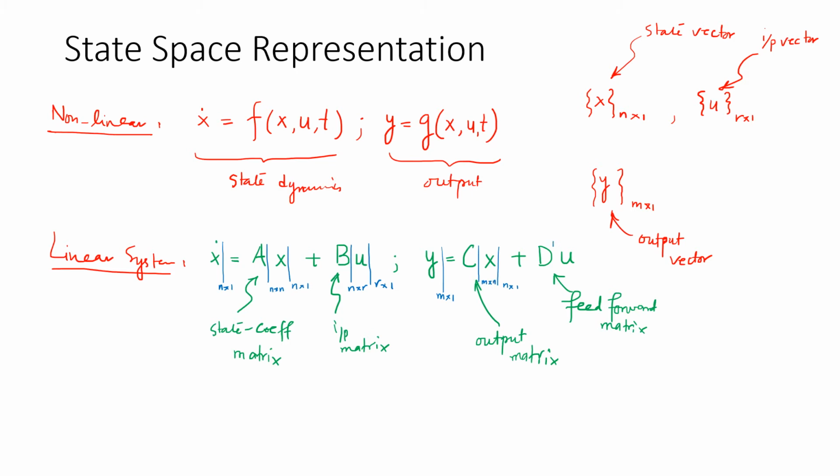And similarly for D, you can define that this is going to be m by r, where u is r by 1. So this is the size realization of all these vectors and matrices involved in the system. So in a nutshell, for a linear system, I'm going to rewrite this equation once more.